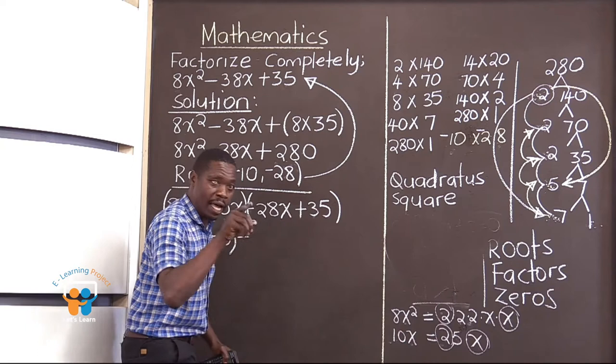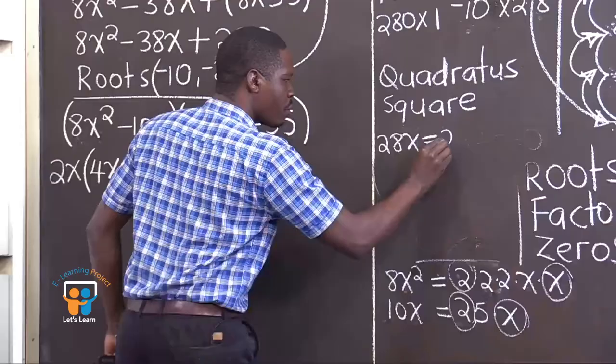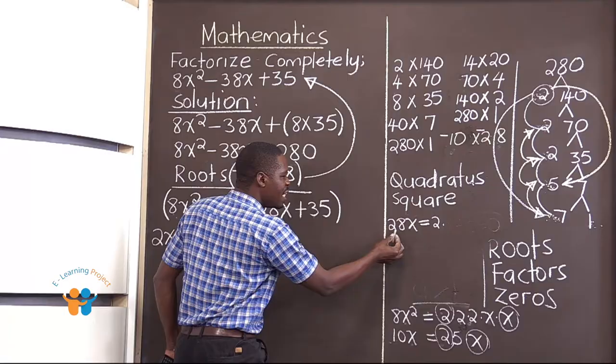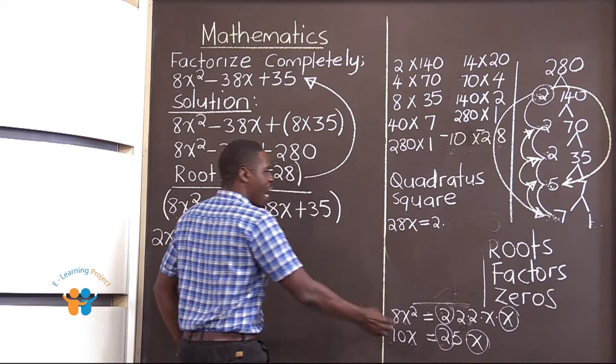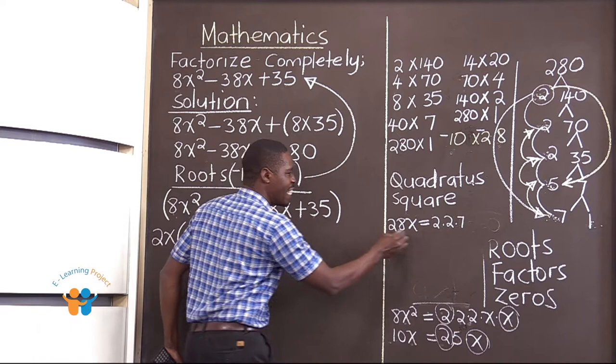Now we go to 28x. Mr. Examiner, sir, 28x, what do you get? We can get a 2 times a what? What do we multiply to get 28x? A 2 times a 2, that is a 4, times a 7. A 4 times a 7, that's a 28. Then times an x.